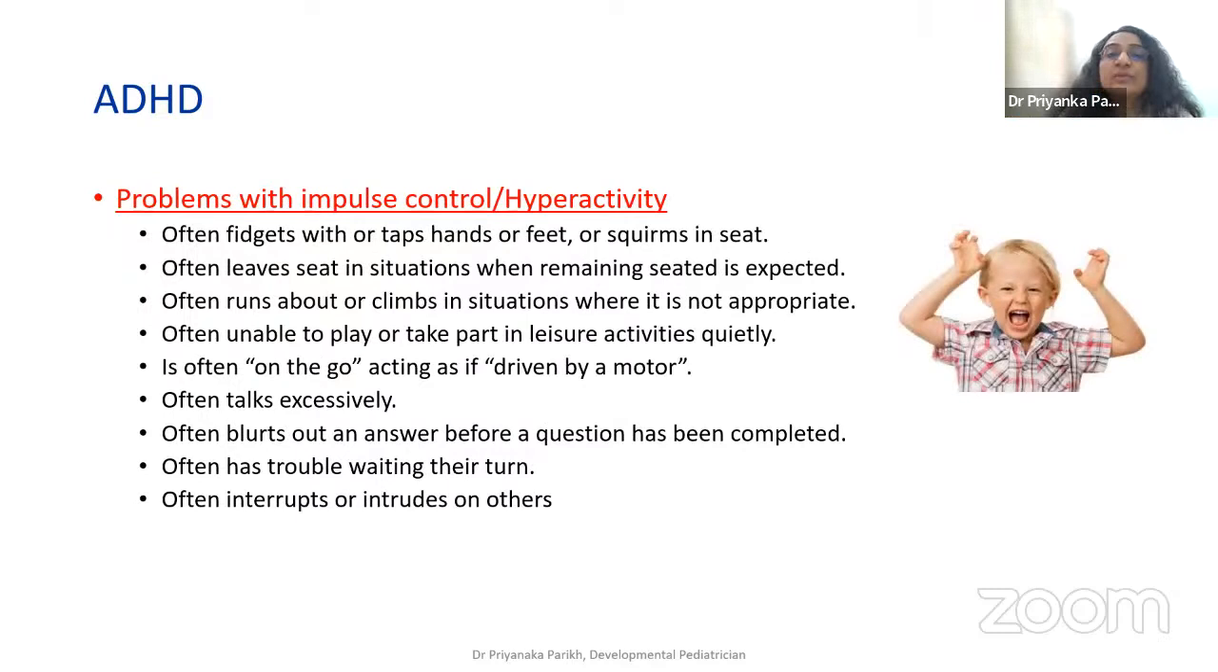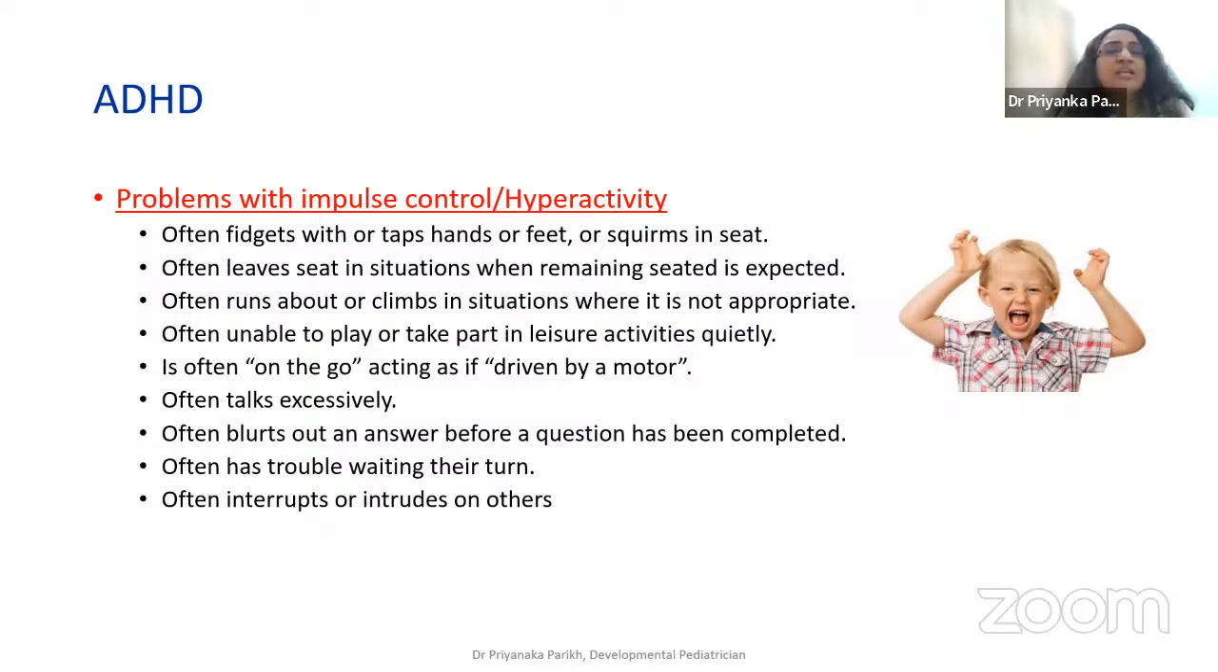There could be problems with hyperactivity or impulse control. The child could be quite fidgety, not able to remain seated, not able to play even a quiet play activity. We see difficulties with attention and hyperactivity not just in academic tasks but even in non-academic tasks. Even a quiet play activity, sitting and playing a board game or chess, could still be difficult. The child could still be wanting to get up, and seems often on the go, as if driven by a motor.